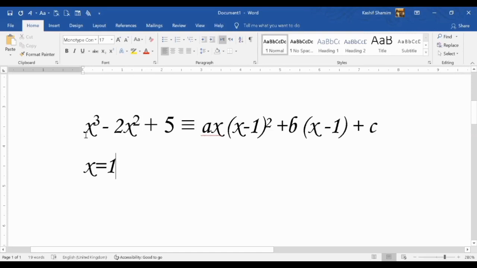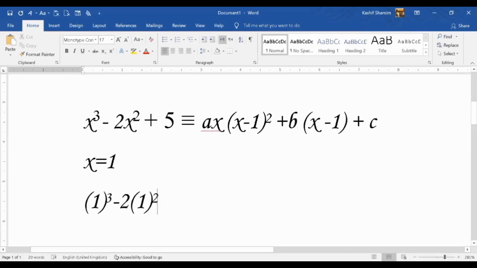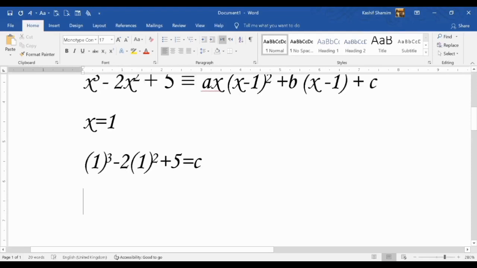C equals x cubed minus 2x squared plus 5. Since x is 1, we will replace x with 1. So it becomes 1 cubed minus 2 times 1 squared plus 5 is equals to C. So when we calculate all this, the value of C comes out to be 4.